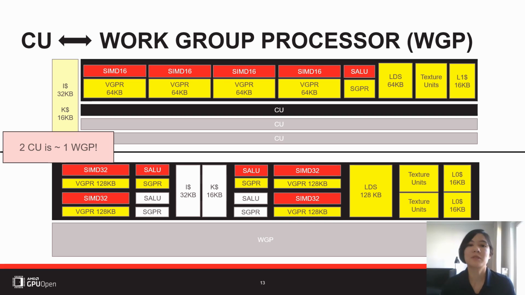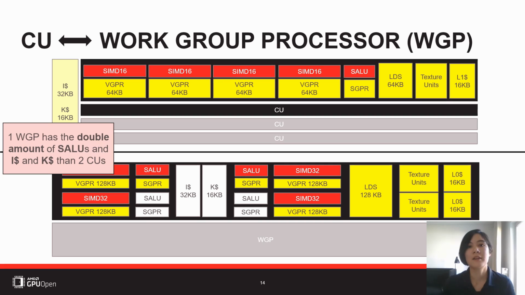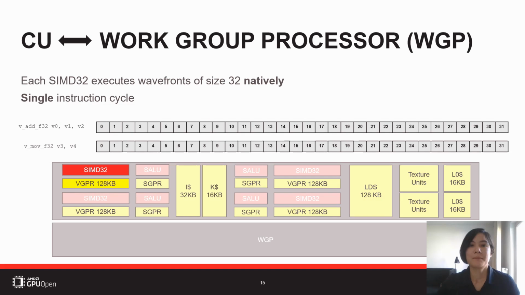So a dual compute unit is a workgroup processor. So don't confuse it. And it's because of exactly this reason that you can compare a workgroup processor with 2 compute units on the GCN architecture. So there's still a difference though, because a workgroup processor actually has double the amount of scalar units and also double the amount of instruction constant cache compared to 2 compute units.